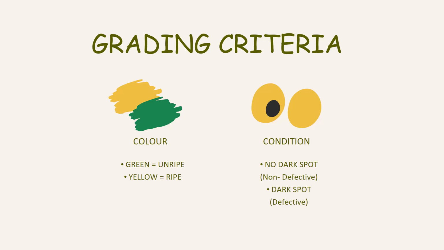For the color, we will categorize the green and yellow type of mango. For the green type, it will be classified as unripe, while the yellow type will be the ripe mango. And for the condition part, if the mango shows dark spot, it will be classified as a defect mango. While if the outer layer of the mango doesn't have dark spot, it will be the good type of mango.